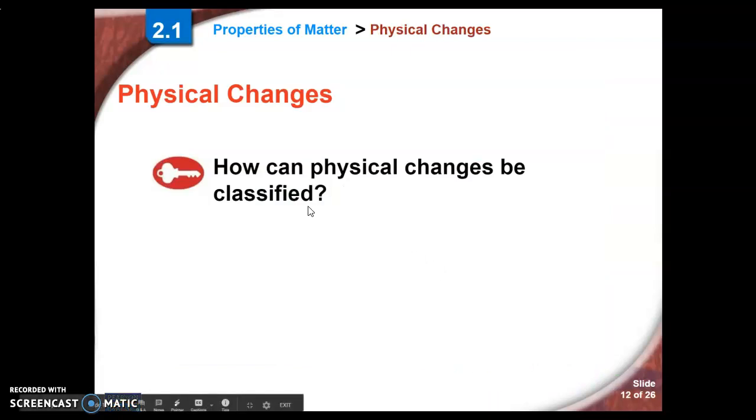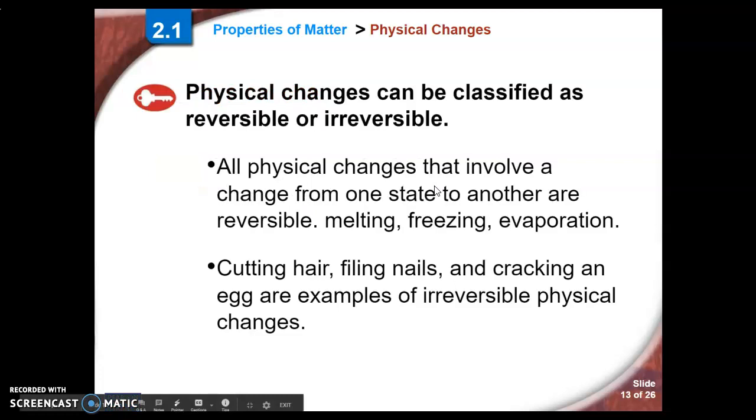Physical changes. How can physical changes be classified? Physical changes can be classified as reversible or irreversible changes. Reversible, for example, melting. You can melt ice, you can freeze it again. You can evaporate water, you can condense it back. You can make it gas, condense it back to liquid. These are all reversible changes.